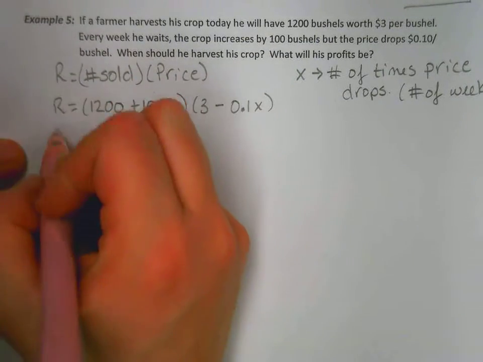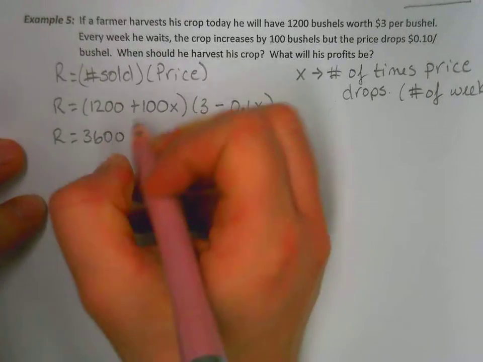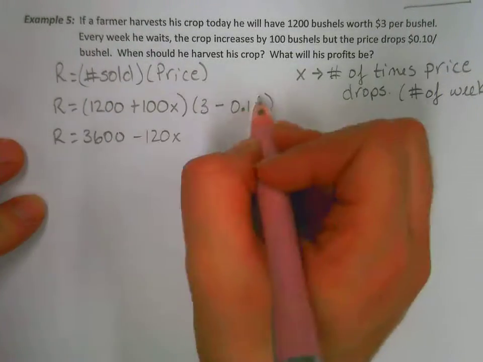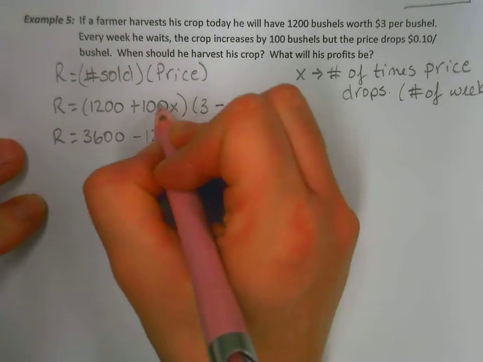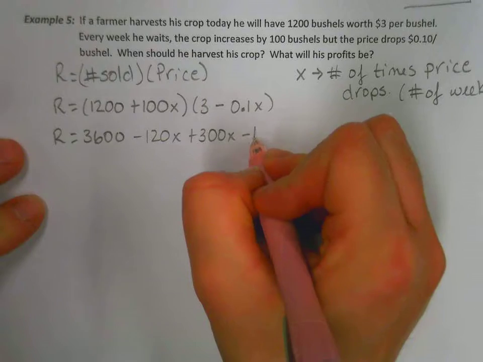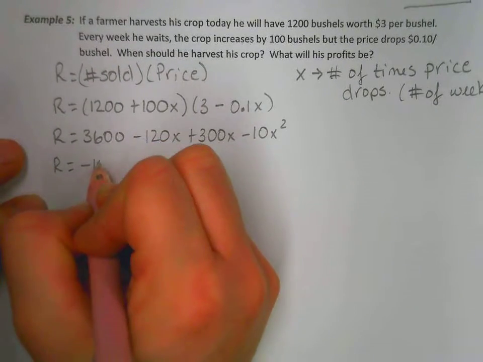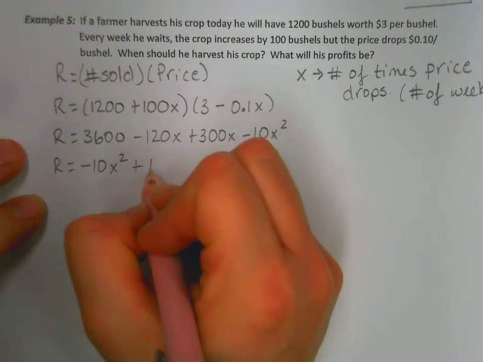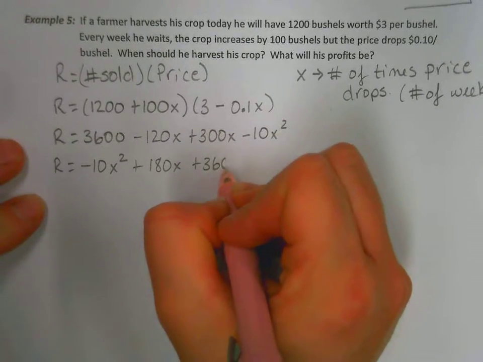Okay, so let's expand this through, FOIL it. We get 3,600 minus 120x, which is outside times outside. Inside times inside would be plus 300x. Last times last would be minus 10x squared. Okay, so let's just rearrange this, collect our like terms. So negative 10x squared, put that in front, plus 180x, collected those two, plus 3,600.